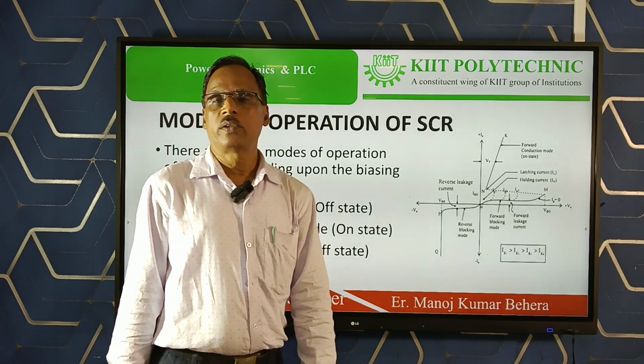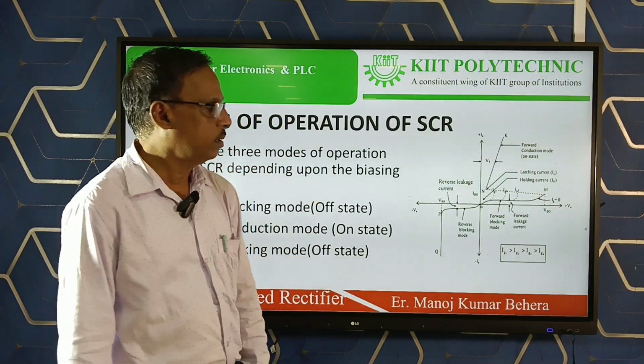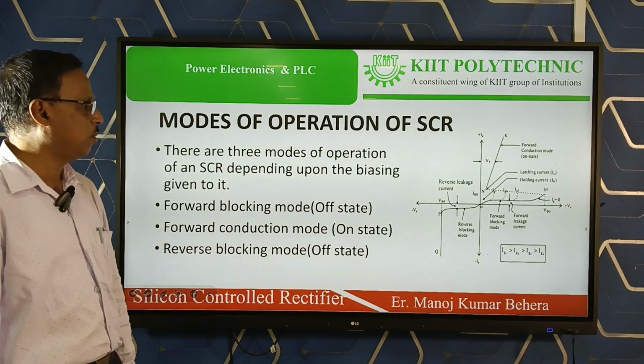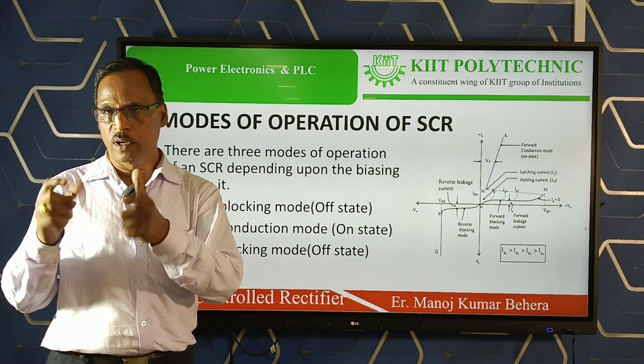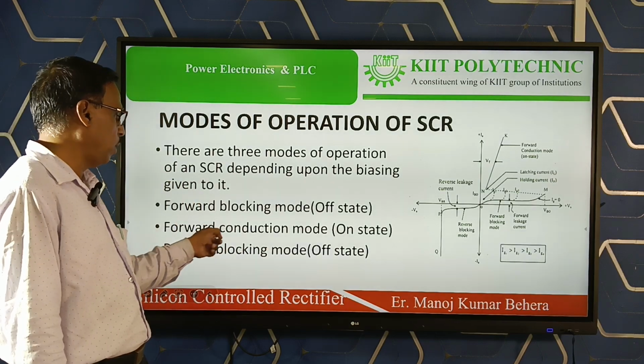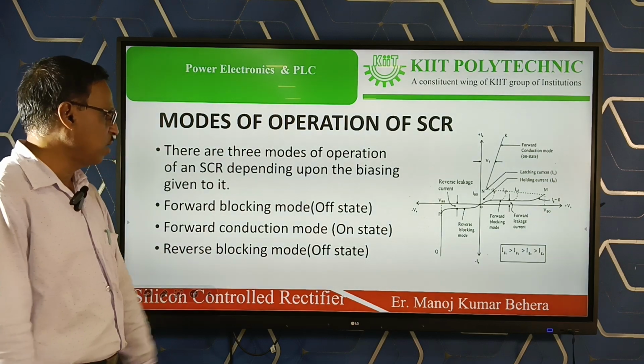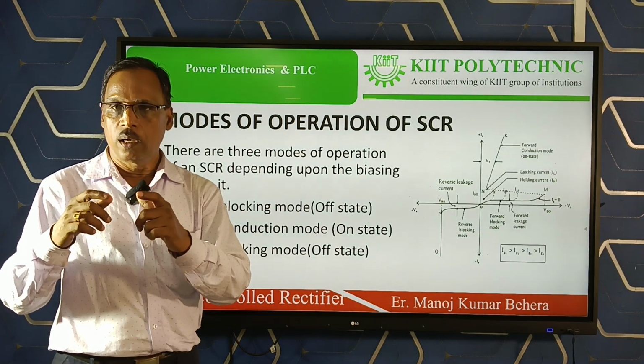So what are the different modes of operation of the SCR? There are three modes of operation of the SCR. First one is forward blocking mode, means it remains in off state. Next one is forward conduction mode, it is in on state, and reverse blocking mode, so it is in off state.